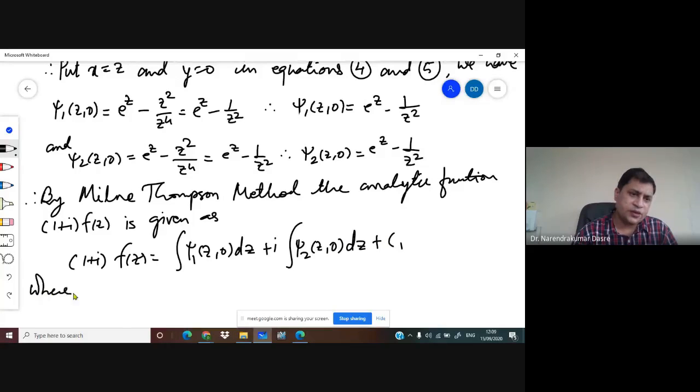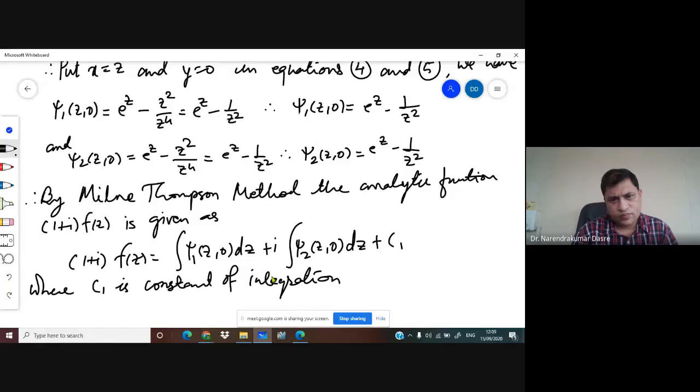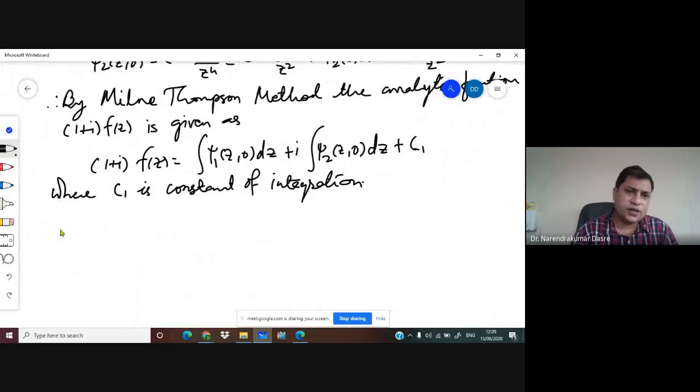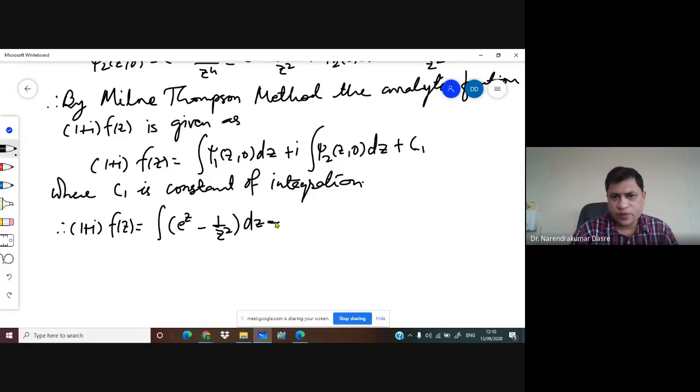Now you know why I am writing c1. Where c1 is constant of integration. This c1 is going to change, so that's why I'm writing c1, and at the final step I'll be writing c only. Now what we get is 1 plus i into f of z is equal to integration e raised to z minus 1 upon z square dz plus i integration e raised to z minus 1 upon z square dz and plus c1.